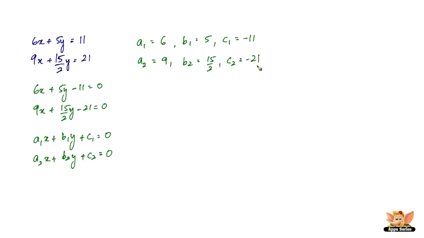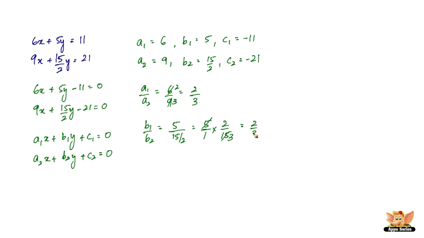So now a1 by a2 we've got 6 divided by 9, or simplifying this, 3 goes 2 times in 6 and 3 times in 9. So a1 by a2 is 2 divided by 3. And then we've got b1 by b2 as 5 divided by 15 by 2, which is nothing but 5 by 1 times 2 by 15. 5 goes 3 times in 15. So this is again 2 by 3.